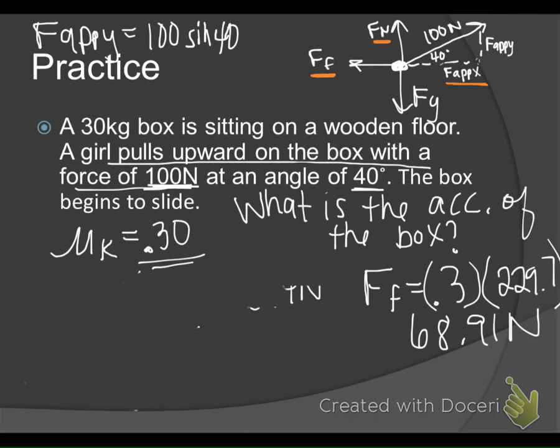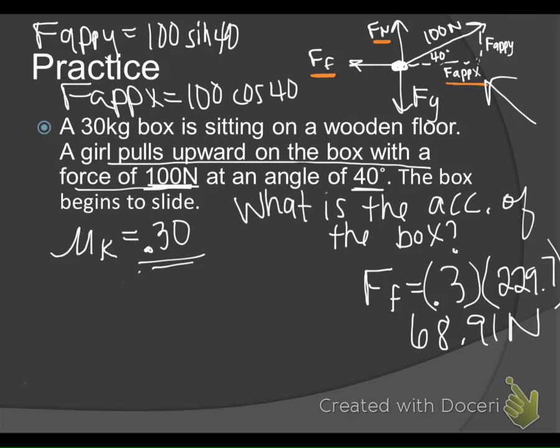We want to find our horizontal net force. So what else do we need to solve for here? F applied x. Okay, how do you do it? Good, 100 cosine 40. What are we solving for? We're solving for F applied x because now we're looking at our total horizontal here. Okay, and what'd you get?